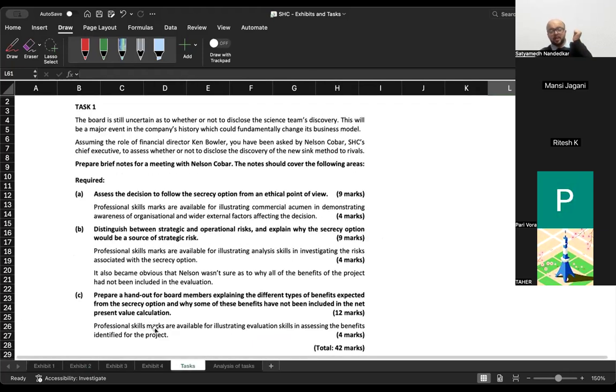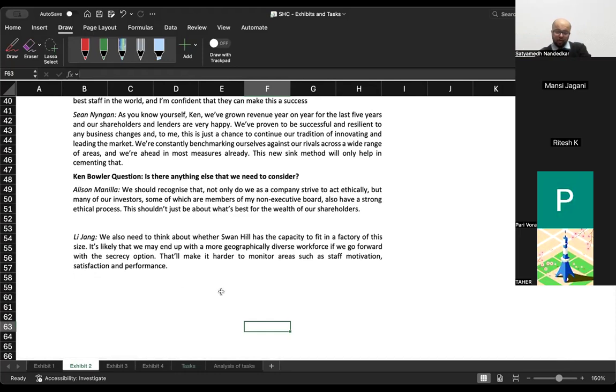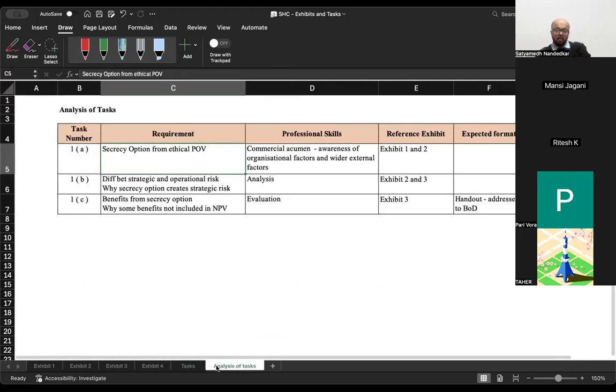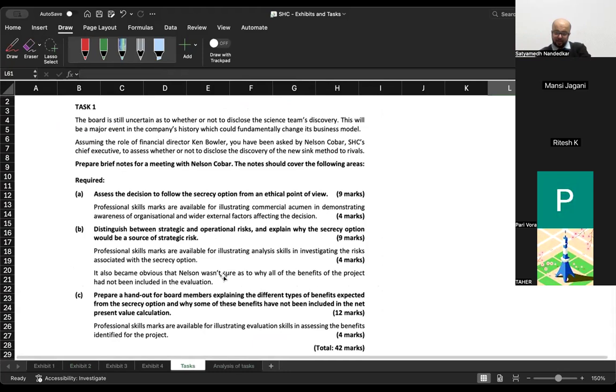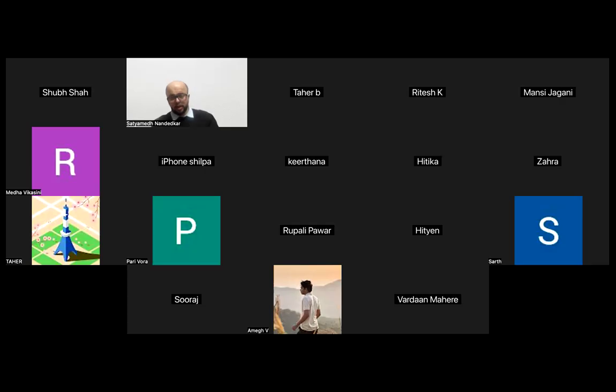Again, assess the decision to follow secrecy from an ethical point of view, illustrating commercial acumen in demonstrating awareness of organizational and wider external factors. So, not only should your answer talk about the secrecy option from an ethical standpoint, the answer is asking you to demonstrate commercial acumen. And what is commercial acumen? Being able to make sound decisions for the business as a whole.